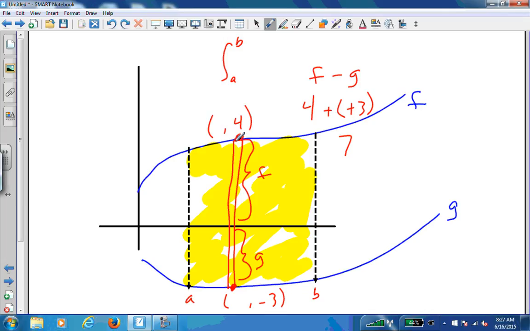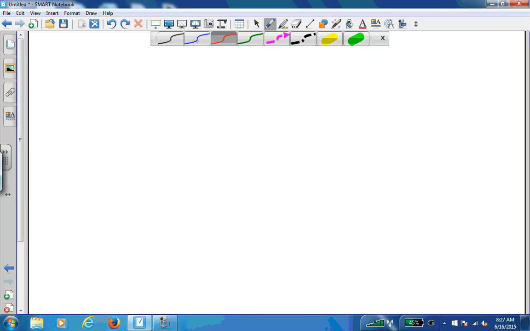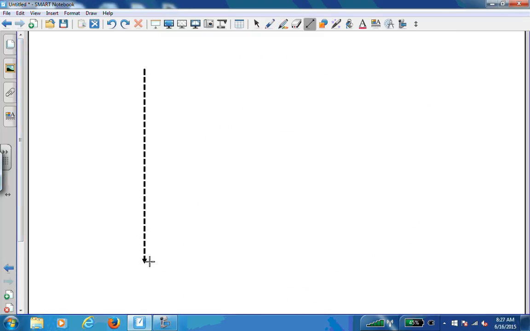So as long as we do the top one minus the bottom one, even though this is negative in this section, when we do f minus g, the minus and the negative would cancel, so those would add together. So anytime we do f minus g, that's going to take care of your sign, as long as that's the top one minus the bottom one. Now, we have to be careful, because if our functions cross, the top one and bottom one might switch.